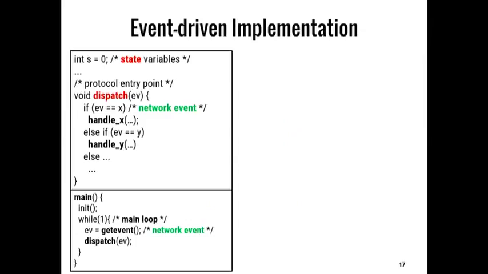So let's start with the protocol source. Here is an example code showing what an event-driven protocol implementation looks like. It usually starts with a main that has an event loop, where it sits and listens for the next event. Whenever it gets a new event, it calls a dispatch function, which tries to call the appropriate handler to handle that event.